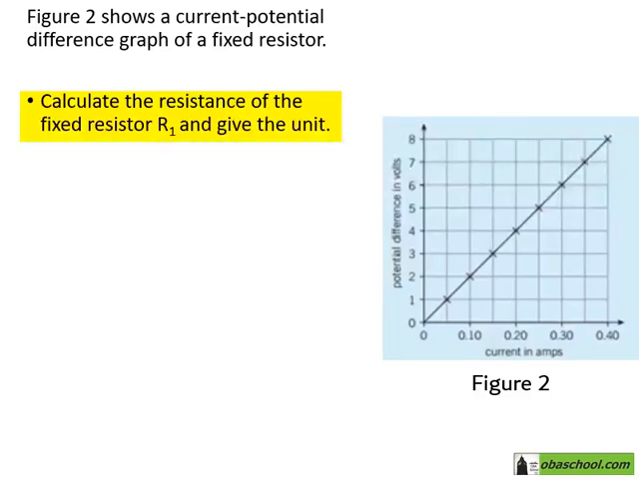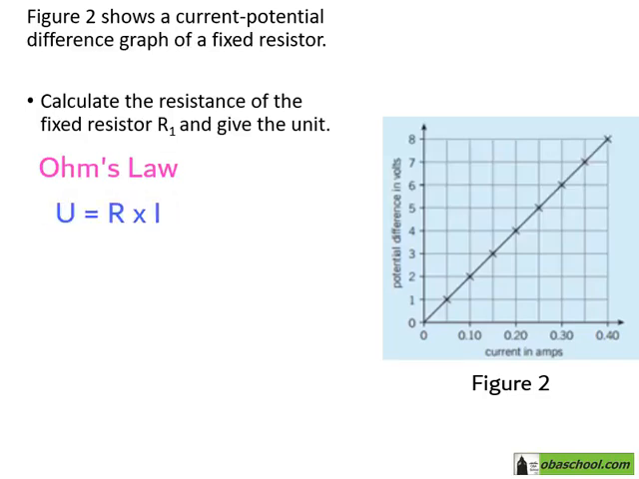So how can we solve such a question? Think of it. In order to solve this exercise, let's recall how we can calculate the resistance for a fixed resistor. Recall Ohm's law, U is equal to RI, and by rearranging this equation, we obtain that R is equal to U divided by I, where U is the potential difference and I is the current.